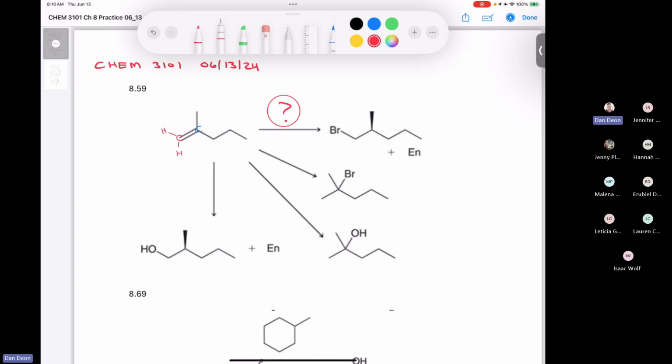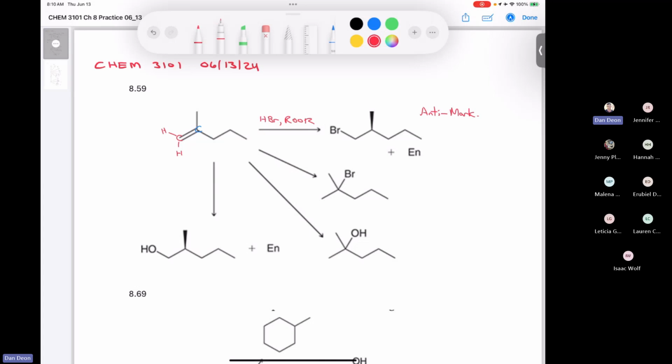Yep, exactly. Thanks, Lauren. It's anti-Markovnikov. So what does that mean? It means we're going to need HBr and an organic peroxide as well. All right, and that mechanism is not covered until chapter 10, so you don't have to worry about the mechanism, but you do have to know that this is anti-Markovnikov addition of HBr.